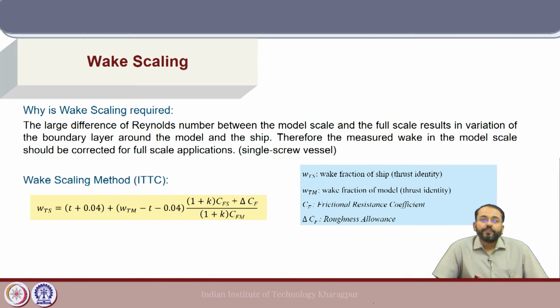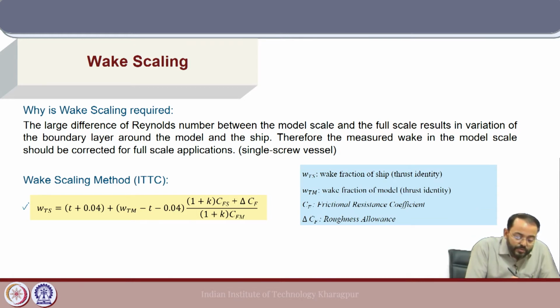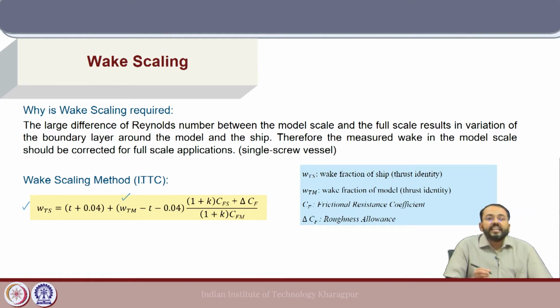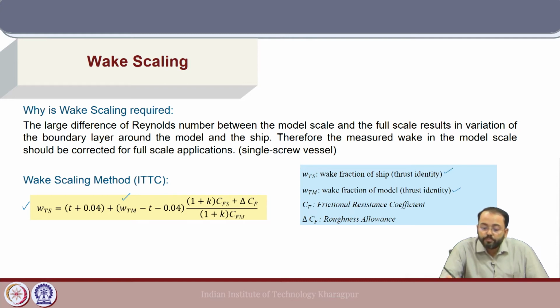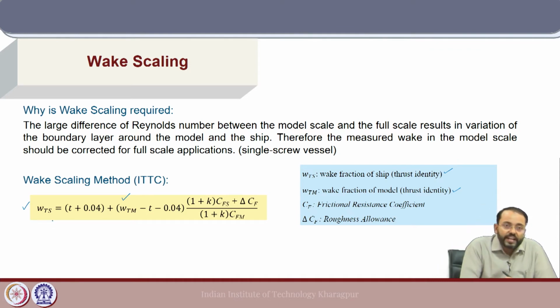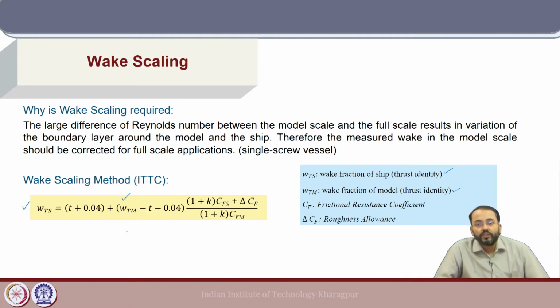The full scale wake fraction WTS is represented as a function of the model scale wake fraction, which is calculated using thrust identity. Here in both cases W with a suffix T is used, S again for the full scale ship and M for the model scale, and T represents that we are using thrust identity here for the calculation as a recommended case.